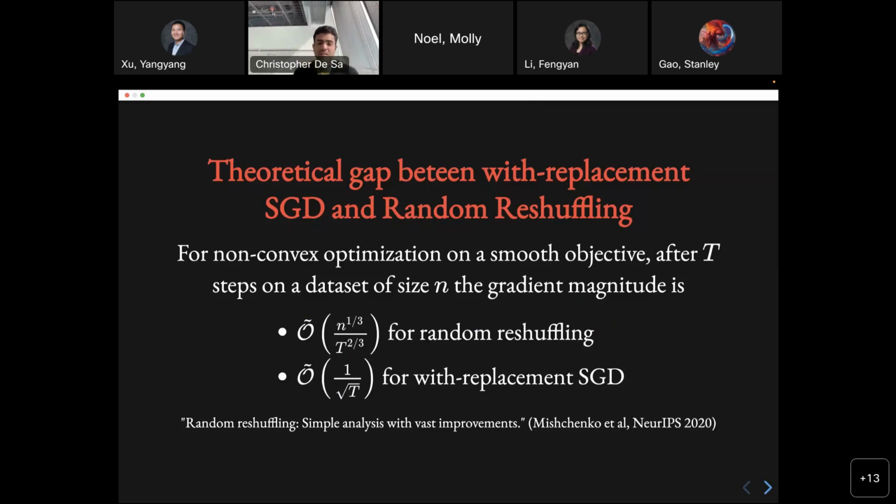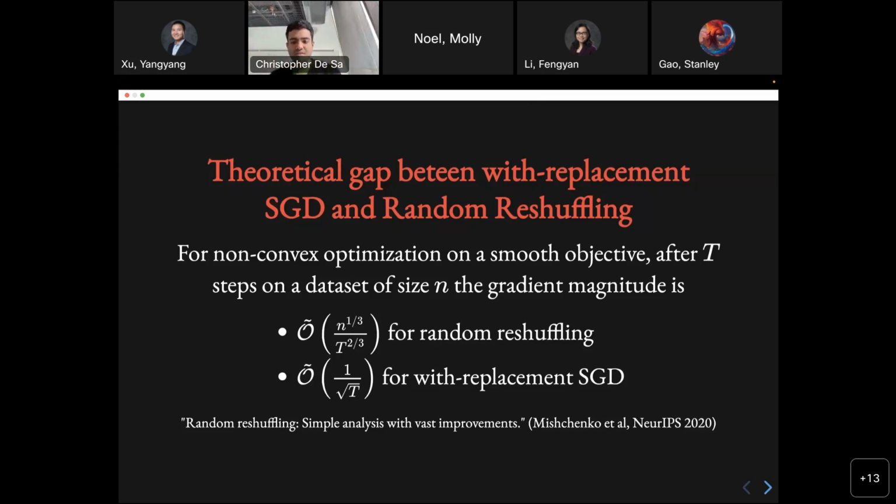And relatively recently, I mean, maybe not relatively recently compared to the timeline of machine learning, where people call 2020 ancient history, but relatively recently in terms of my age, we've had these new theoretical gaps showing gaps between with-replacement SGD, that is, just draw everything independently at random, and random reshuffling. And here's just an illustration.